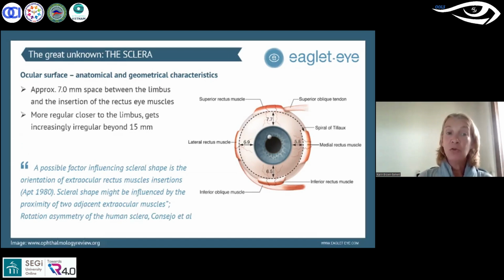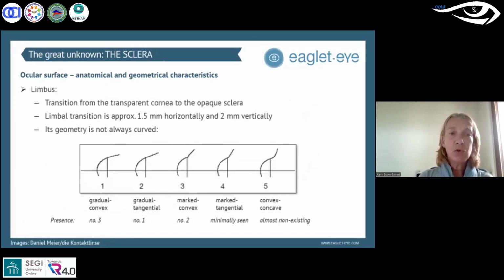A possible factor could be the influence of the orientation of the extraocular rectus muscles. The scleral shape might be influenced by the proximity of these two muscles. Some more research that's quite a few years old looks at where the limbus starts, the transition from the transparent cornea to the opaque sclera. It's approximately 1.5 millimeters, and through research they've realized there are different shapes to this limbal transition. We've got the gradual convex, the gradual tangential, marked convex, marked tangential, and convex concave.